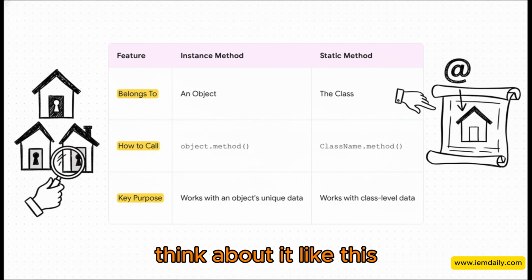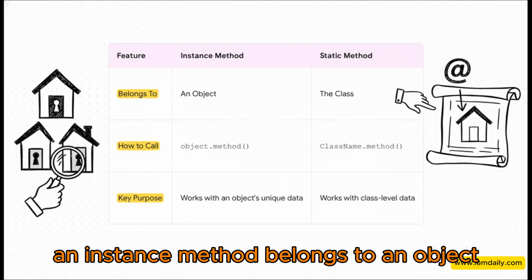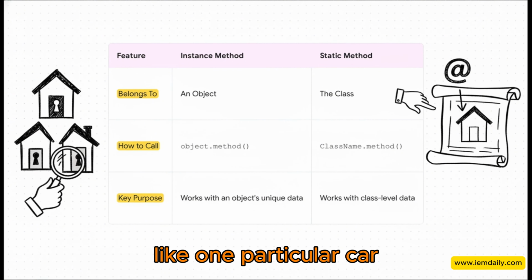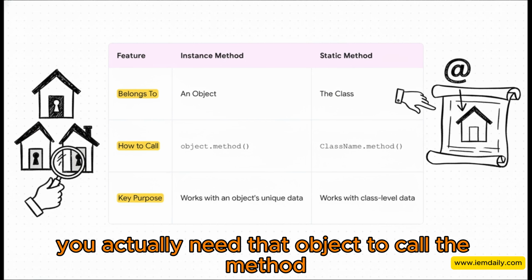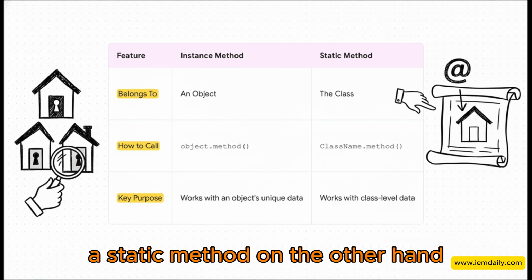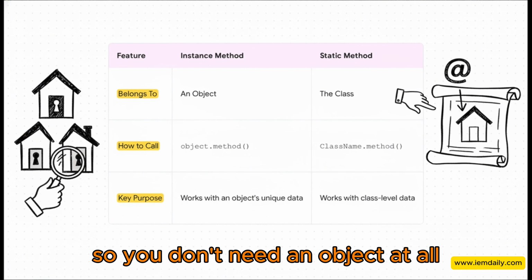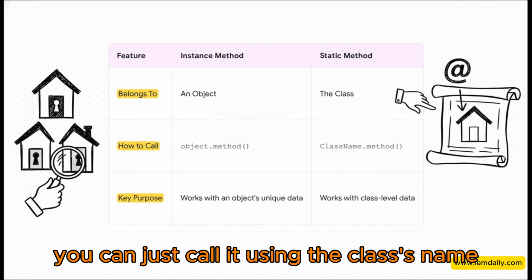Think about it like this. An instance method belongs to an object, a specific, unique copy of a class, like one particular car. You actually need that object to call the method. A static method, on the other hand, belongs to the class itself, the blueprint for the car. So you don't need an object at all, you can just call it using the class's name.